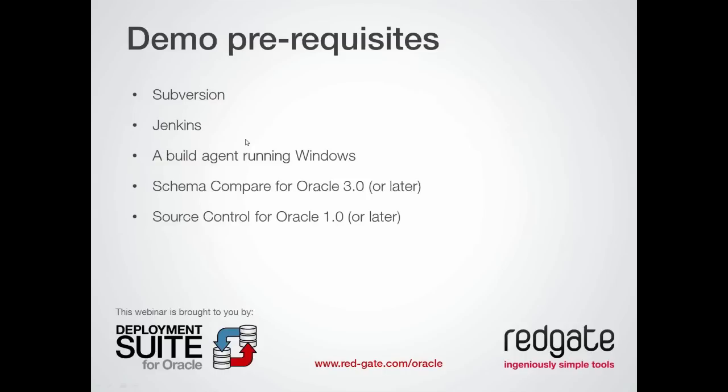Right, just before we start the demo, I thought it'd be wise to let you know what we'll be using. Naturally, equivalents to these would work in the same way, so in theory it should work. With these tools, we know it does. We're using Subversion as our source control system. We're using Jenkins as our CI system. You'll need on your CI system a build agent running Windows because our schema compare tool is a Windows-only tool. Naturally, you'll also need schema compare, at least the command line version, installed on that build agent in order for this to work. And we'll be using source control for Oracle as our mechanism for checking those changes into Subversion.